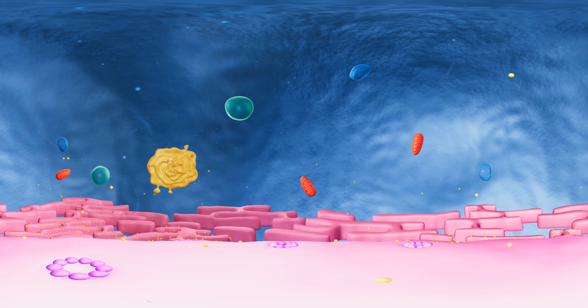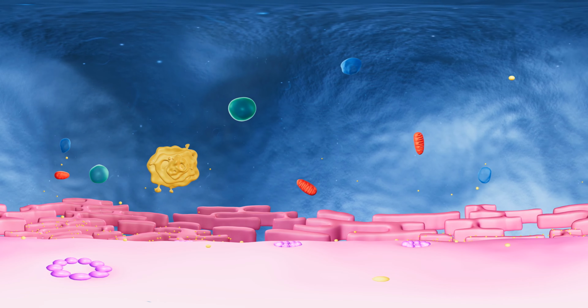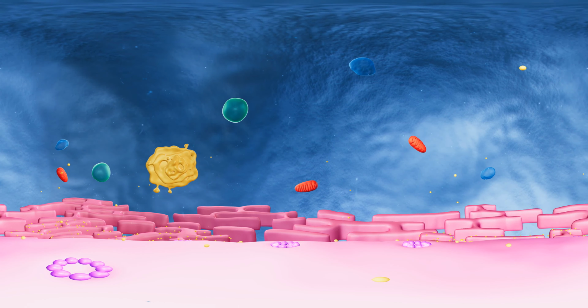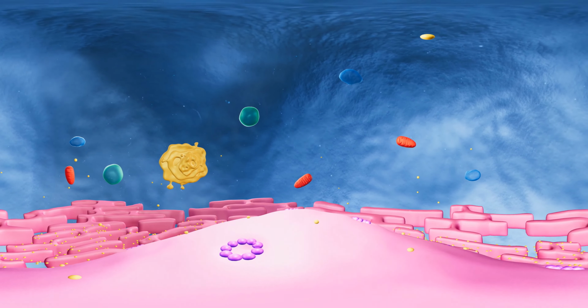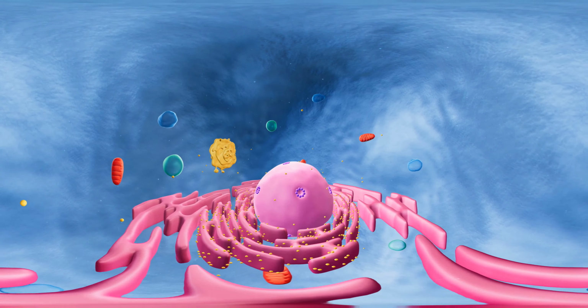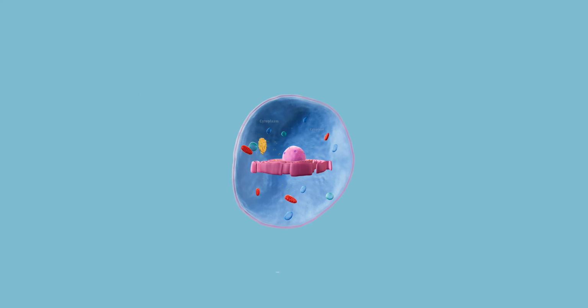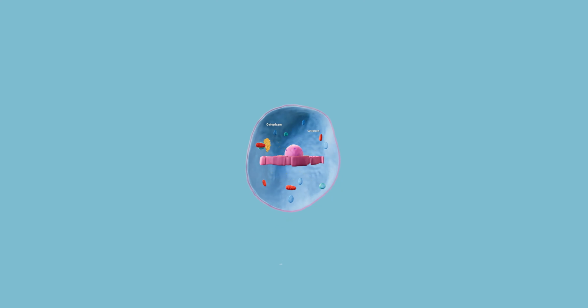Similar to how we humans have organs inside us, a cell has organelles. You can see these organelles around you. These organelles are embedded in the cytoplasm, which is a jelly-like fluid found between the cell membrane and the nucleus. The cytoplasm is a gel-like substance enclosed by the cell membrane. All the cell's organelles float in the cytoplasm.